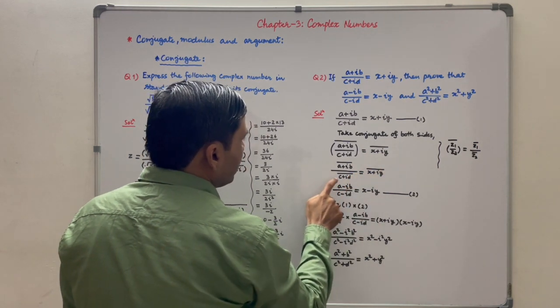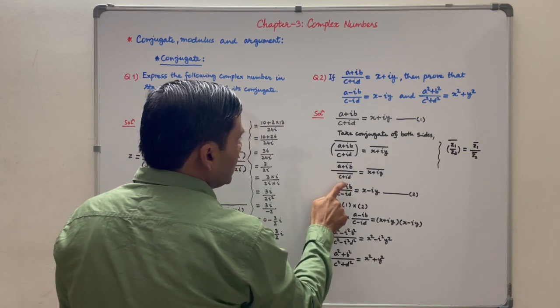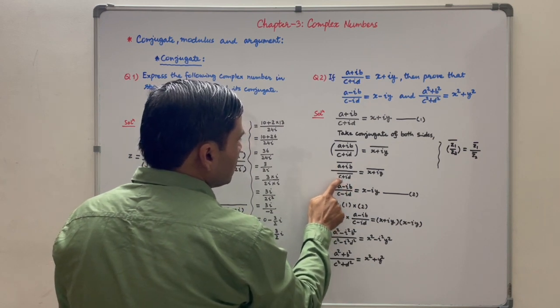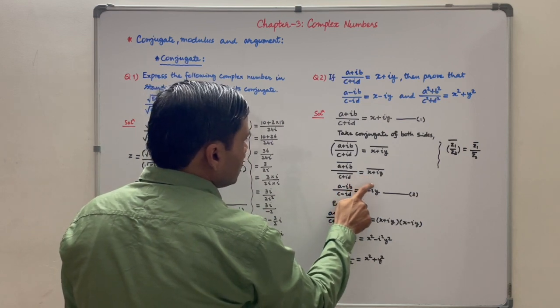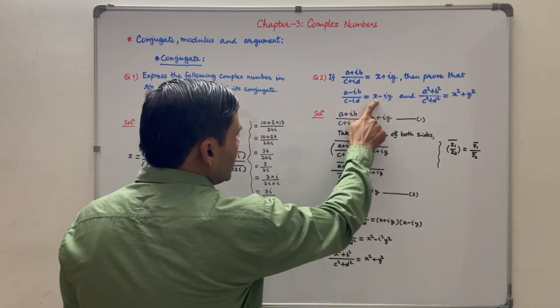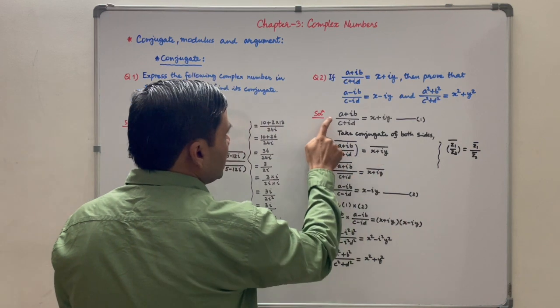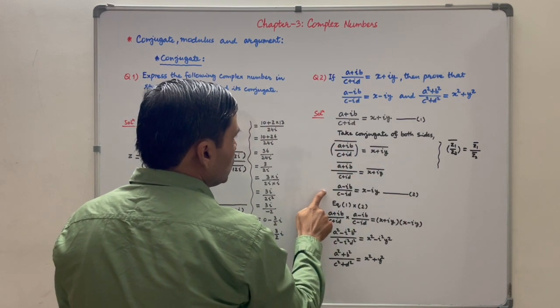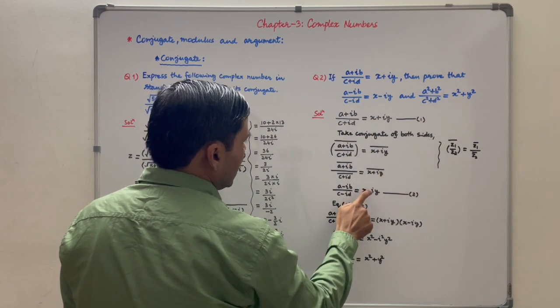Conjugate of a plus ib is equal to a minus ib. Conjugate of c plus id is equal to c minus id. Conjugate of x plus iy is equal to x minus iy. So we have proved the first part. Suppose this is equation number 2. Now multiply equation number 1 with equation number 2. So LHS will be multiplied with LHS and RHS with RHS.